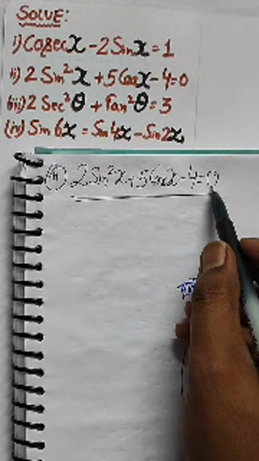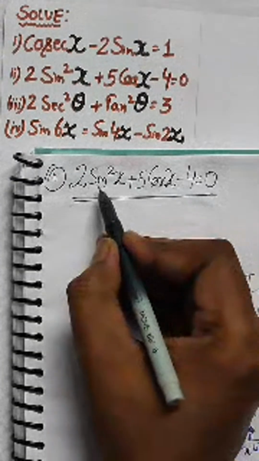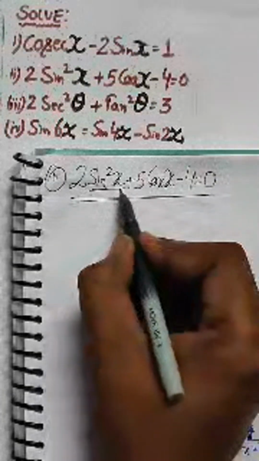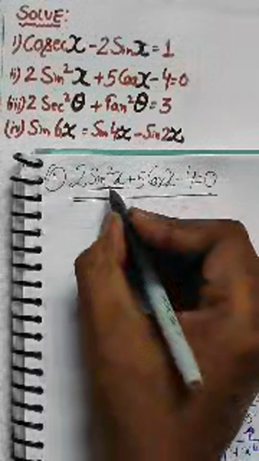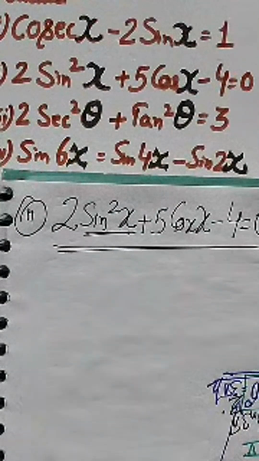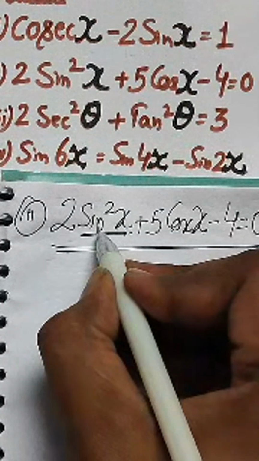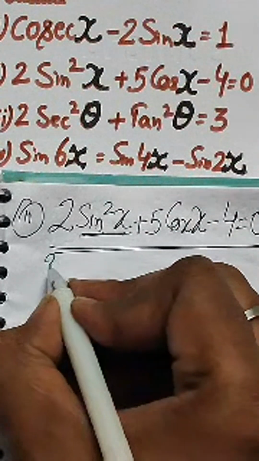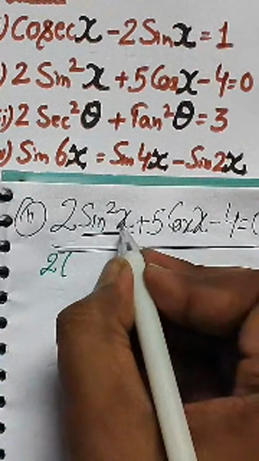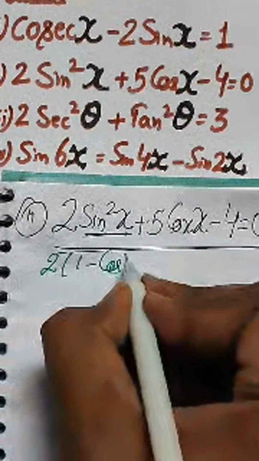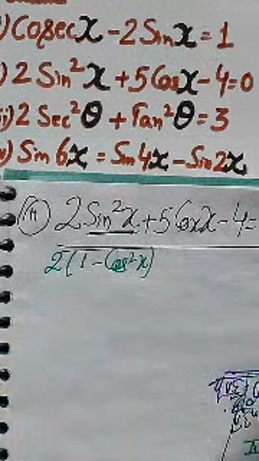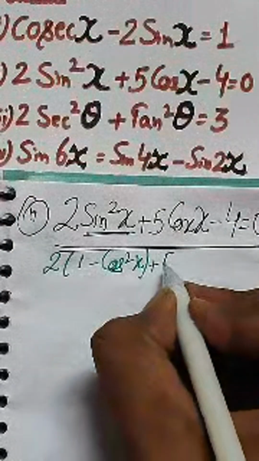This can be further written in the form of either sin x or cos x. Since sin squared x plus cos squared x equal to 1, in place of sin squared x we can write 1 minus cos squared x. So write 2 times, in place of sin squared x, 1 minus cos squared x, like this, plus 5 cos x.